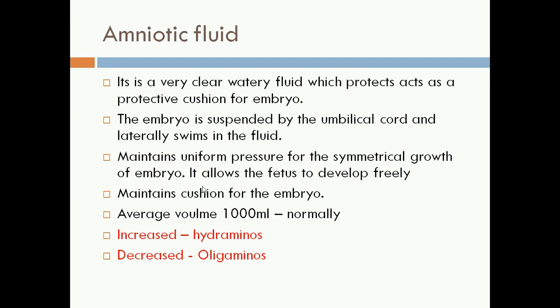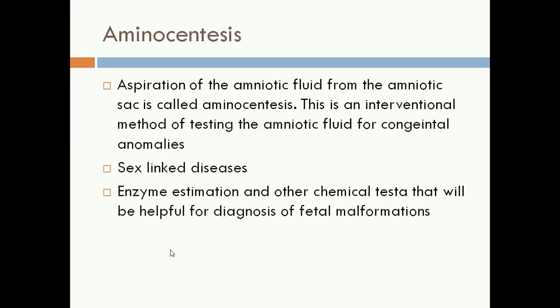The average volume of amniotic fluid is normally 1000 ml, but when it is increased, when more amniotic fluid is seen, it is called hydramnios. And when there is less amount, that is less than 1000 ml, it is called oligohydramnios.